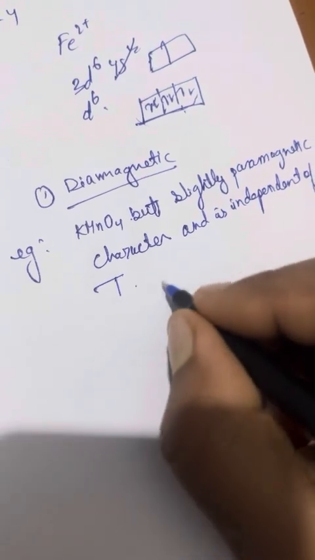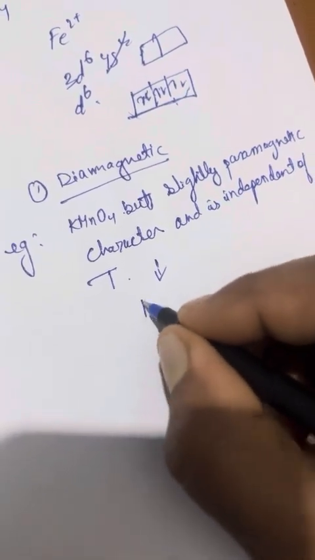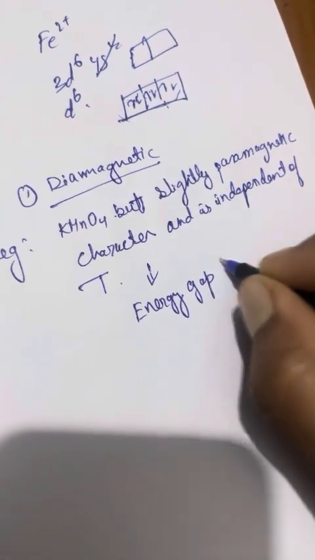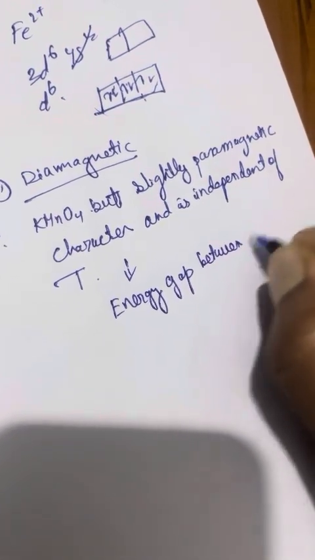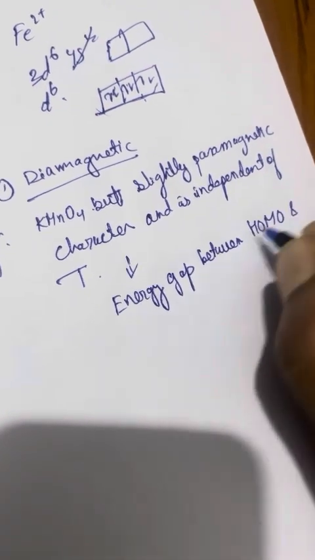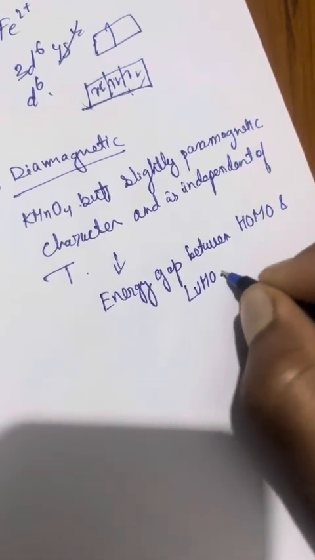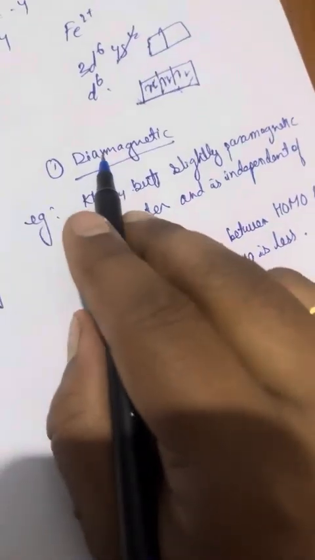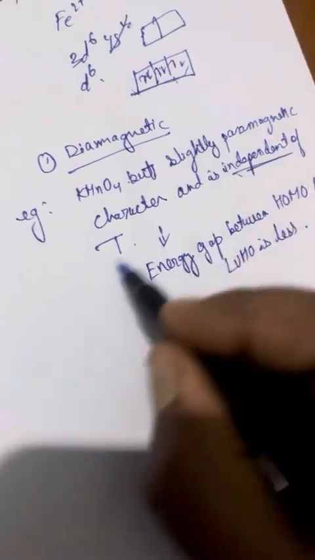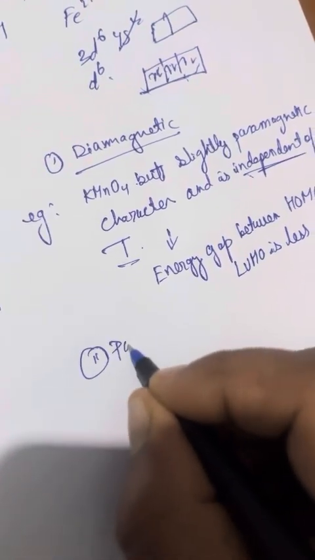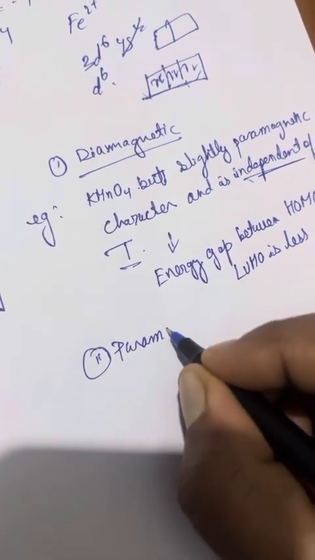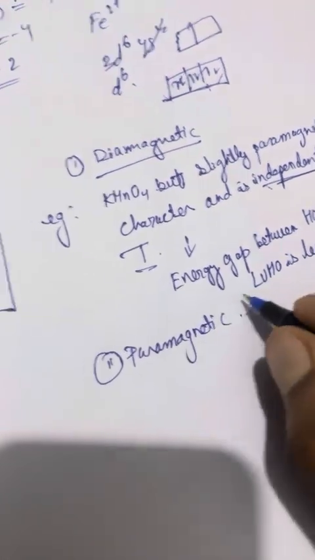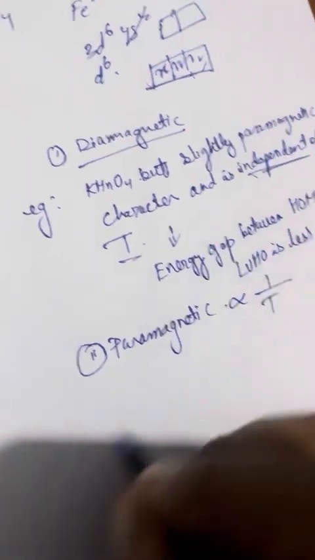What is the reason? The reason is that the energy gap between HOMO and LUMO is less, therefore. Okay, so remember, diamagnetic susceptibility is independent of temperature, for paramagnetic it is dependent. For paramagnetic it is inversely proportional to temperature, right?